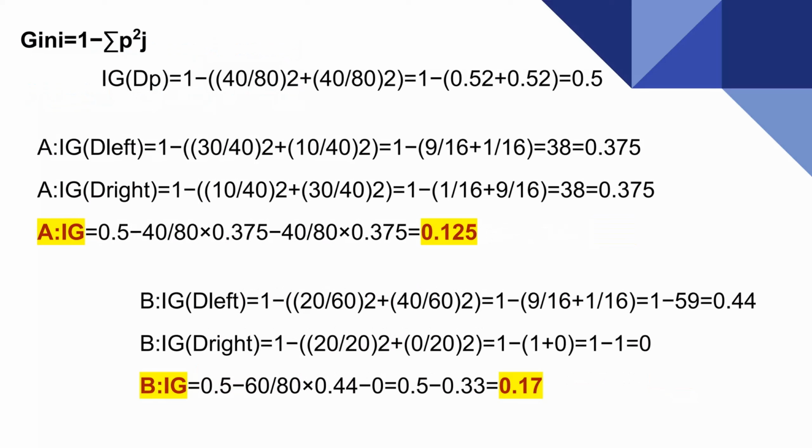Gini impurity is a measure of the impurity or diversity of a dataset, used in decision trees to determine the best split. Split A has an information gain of 0.125. Split B has an information gain of 0.17. Split B is better since it results in a higher information gain, indicating a more effective split in reducing impurity.